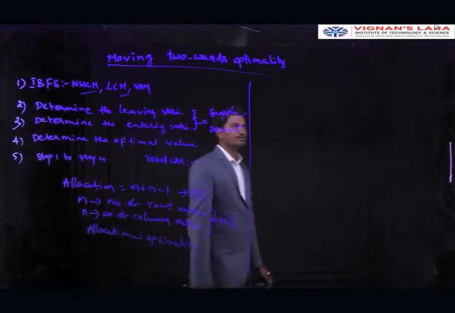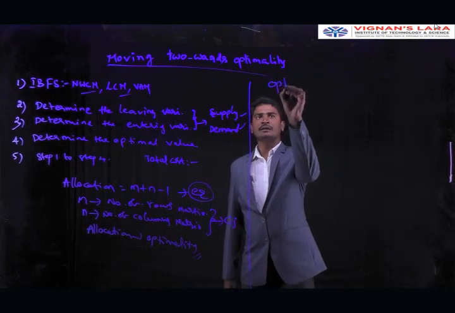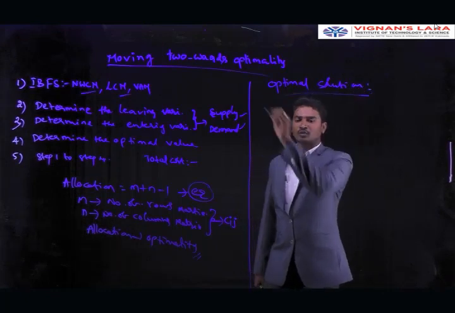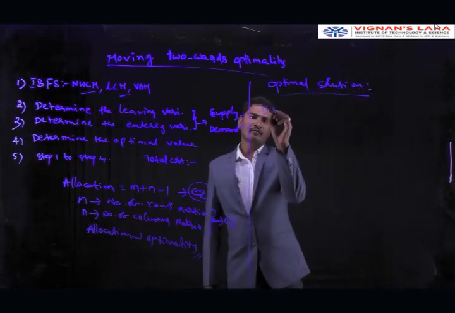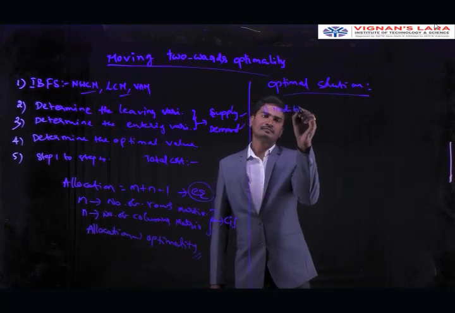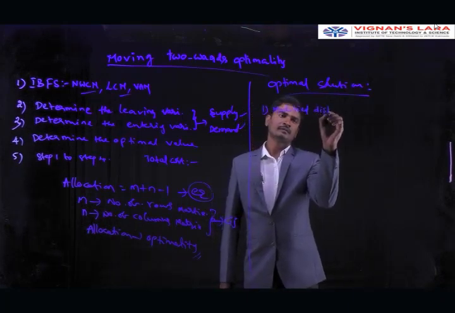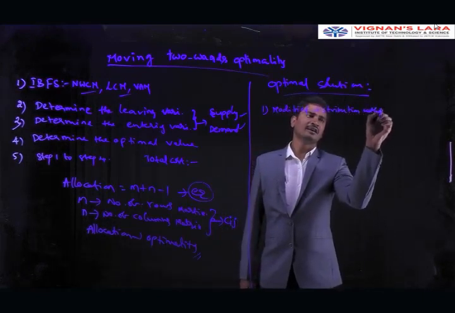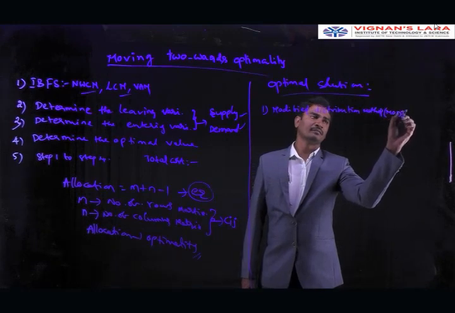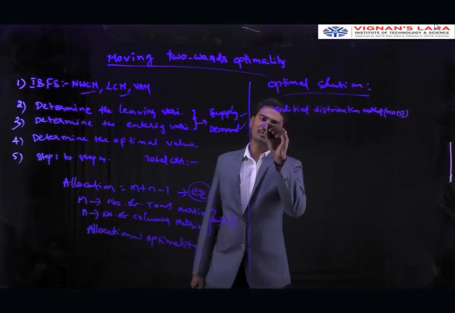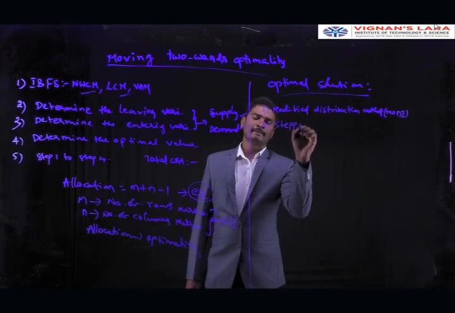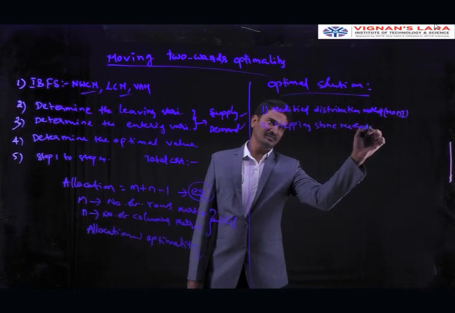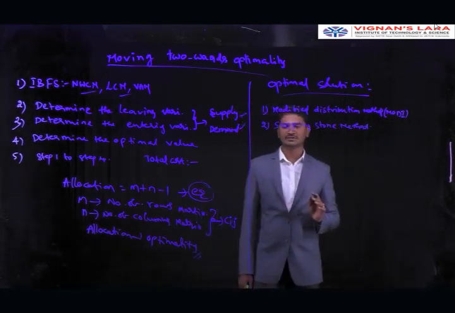Now coming to the optimal solution, here we find the optimal solution with the help of two methods. One is the modified distribution method, also called the Modi method, and the second one is the stepping stone method. In this class, we are going to discuss the modified distribution method.